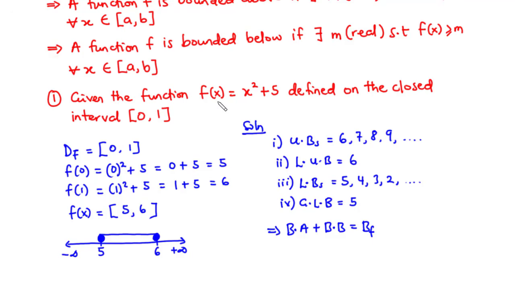Now, this function, that is the function f of x equals x squared plus 5, has upper bounds and then lower bounds. Since it is bounded above and bounded below, we say that this function x squared plus 5 is a bounded function. Now, let's take another question.